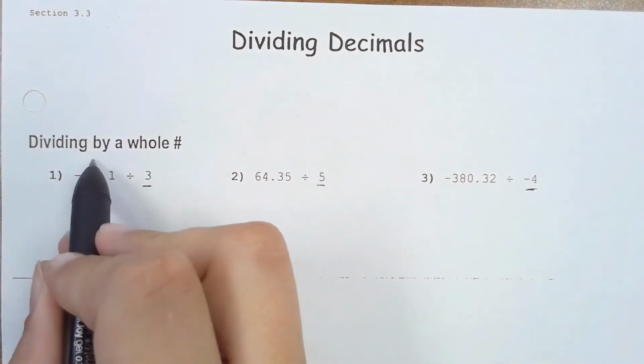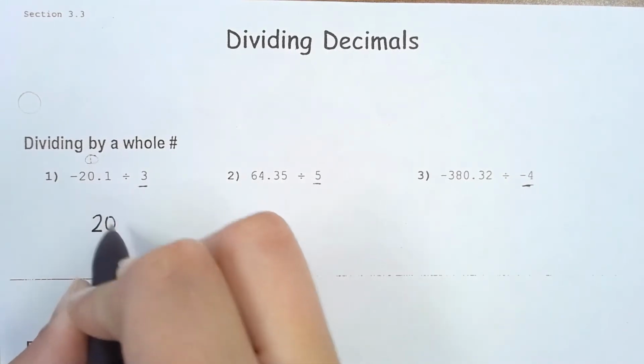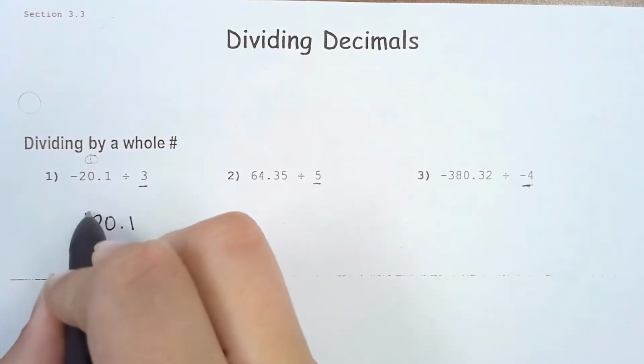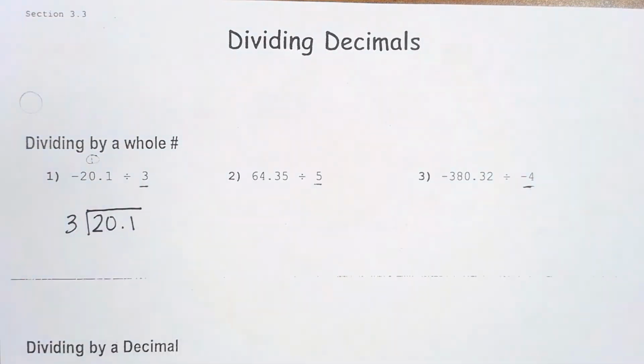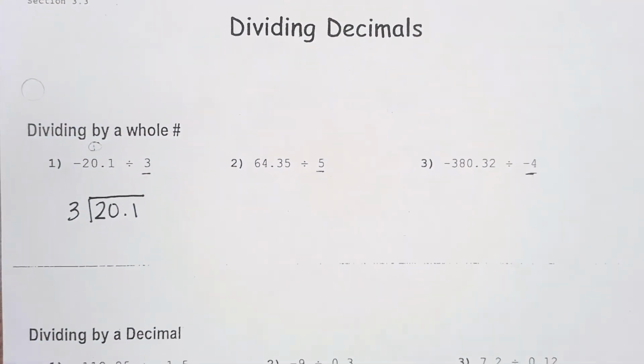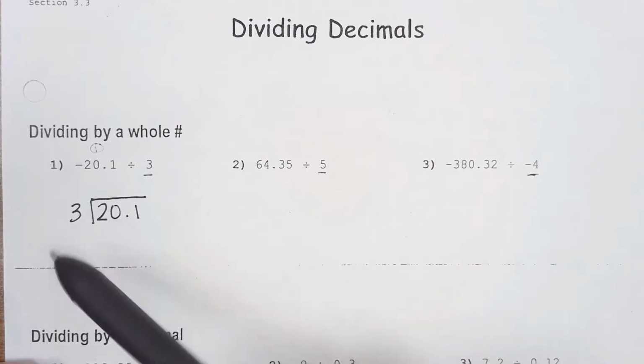Your first number, the dividend, is the number on the inside of your division problem. Your second number, your divisor, is the number on the outside of the division problem. So you're just going to divide this problem like normal. Just think of this as 201 divided by 3.